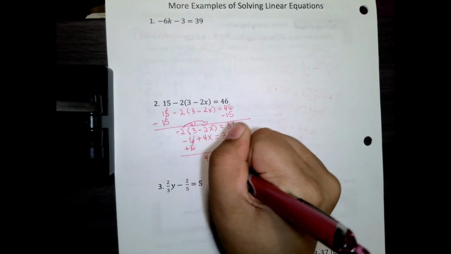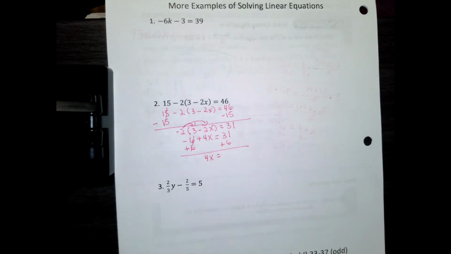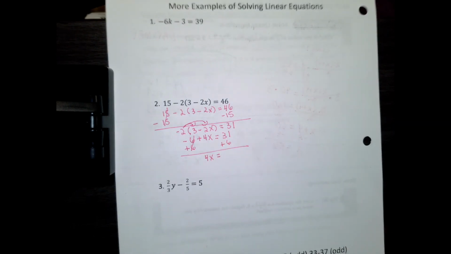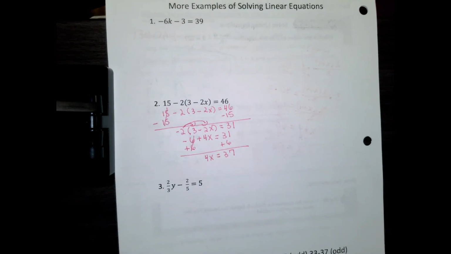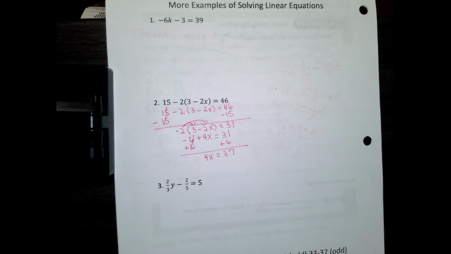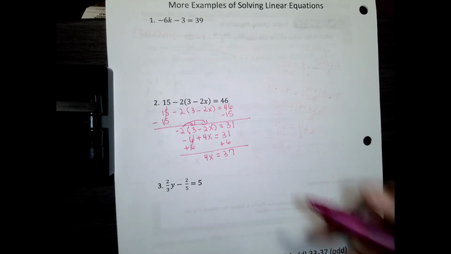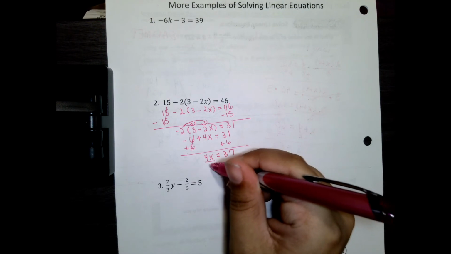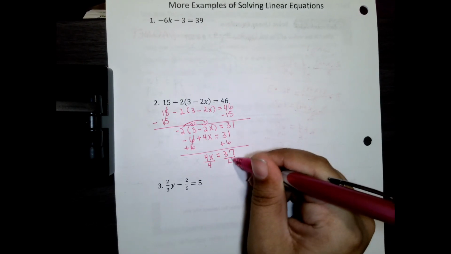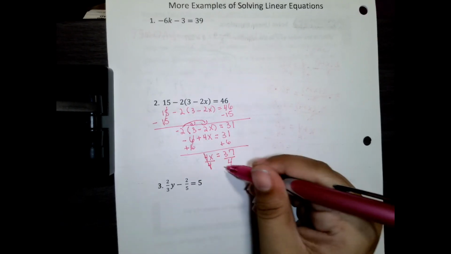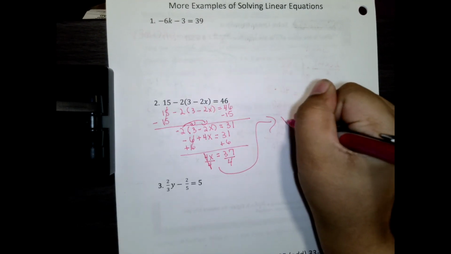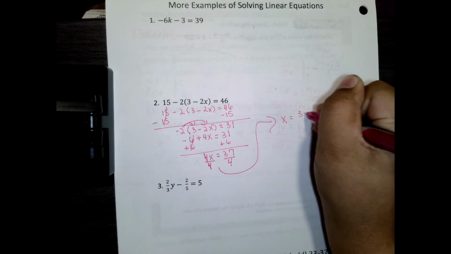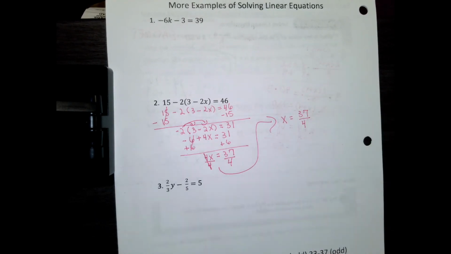Bring down your 4x, because you didn't do anything with him. And then you do 31 plus 6, which is 37. Now we can avoid our fraction. But if there are ways to avoid your fractions, I absolutely recommend you do. So now we divide by 4 because we have to get our x by itself. And since I'm running out of room, I'm going to arrow it over here. And we end up with our x is equal to 37 over 4.